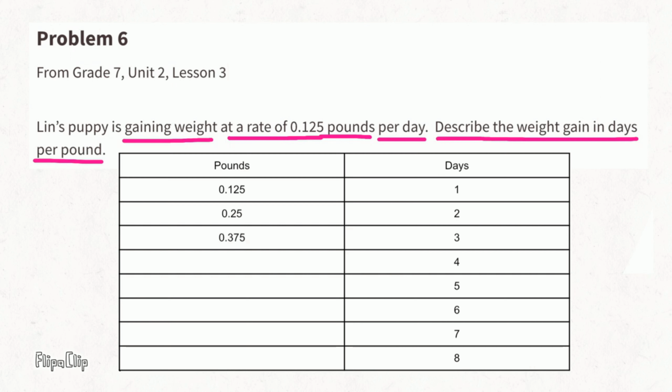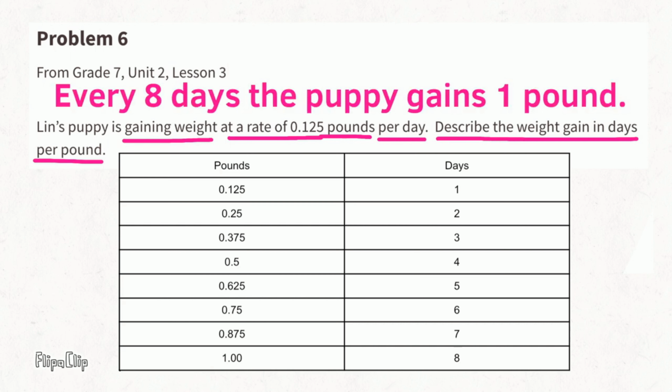On the 4th day, we have a half a pound. On the 8th day, we have 1 full pound. Every 8 days, the puppy gains 1 pound. And that's because 0.125 pounds is actually an eighth of a pound. So after 8 days, the puppy would have gained 8/8 of a pound, or 1 full pound.